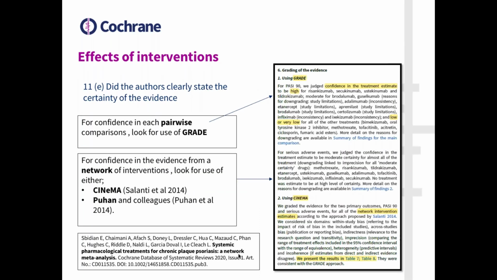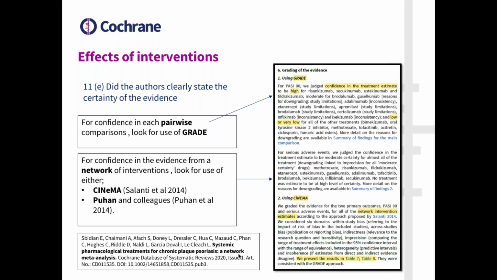And then finally, for each outcome, we want to know what the certainty of the evidence is. When we're talking about a network meta-analysis, it is a little bit more complex than a normal pairwise analysis. Ideally, we want to see, first of all, what is the confidence that authors have in each pairwise comparison. To assess that, they can just use GRADE, just as we all know it. But GRADE has also now been extended, and there are two approaches for extending GRADE into a network meta-analysis. The first one is called CINeMA, which is confidence in network meta-analysis, by Salanti and colleagues. And there's an alternative approach by Puhan and colleagues.